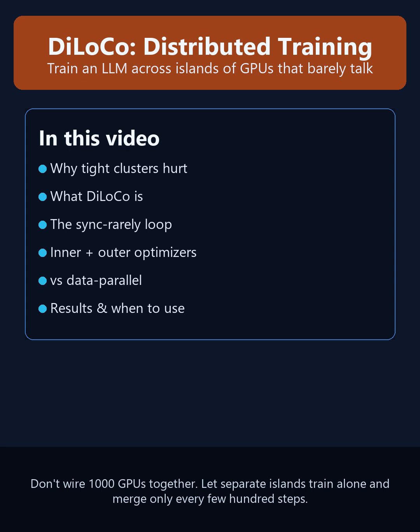Training a big language model usually means renting one giant cluster, where thousands of GPUs sit side by side, wired together, swapping gradients every single step. DiLoCo, from Google DeepMind, breaks that rule. It lets you train across separate islands of GPUs that barely talk to each other.